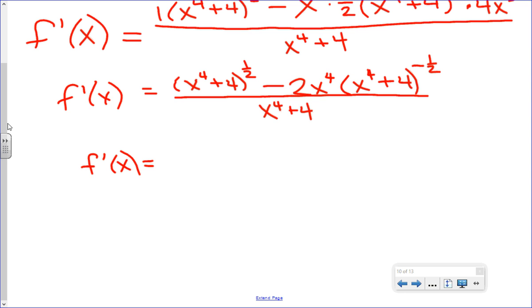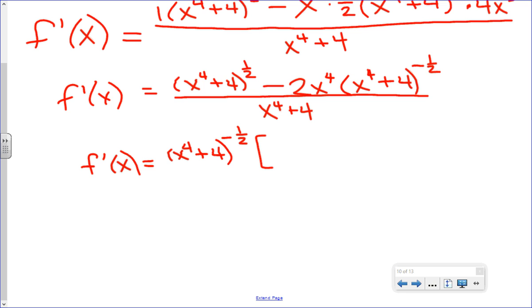Like in the case of number 73, we had to set the derivative equal to 0 and basically solve for where a numerator is 0. This would not be good to do with that. So we would have to do some algebra in that case. So what I want to do is factor out an x to the fourth plus 4. But this is a 1/2 power, this is a negative 1/2 power. So technically our GCF would be x to the fourth plus 4 raised to the negative 1/2 power. We can factor that out. Okay, what does that do for us?